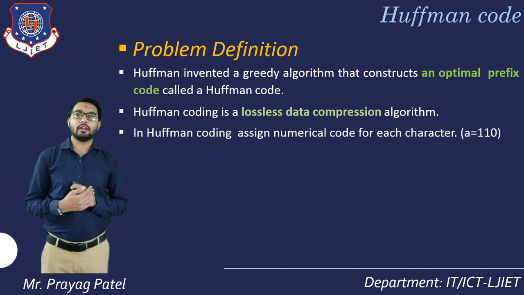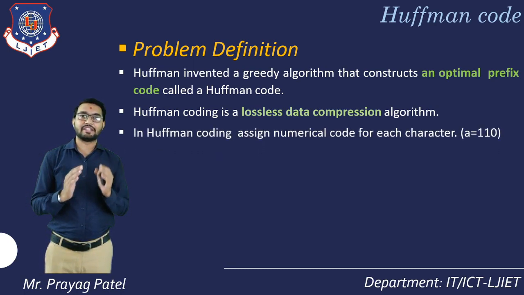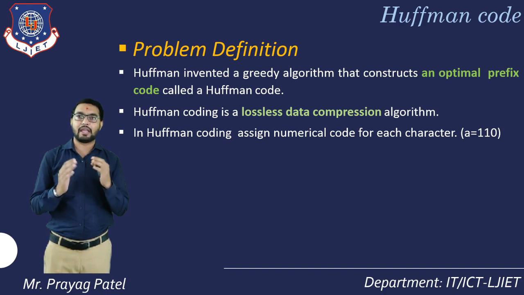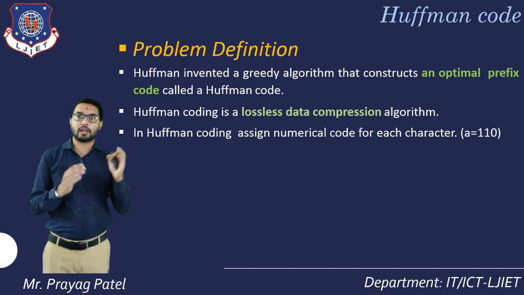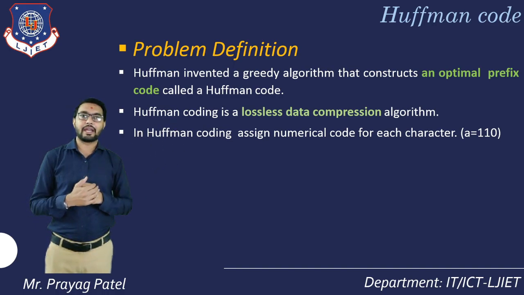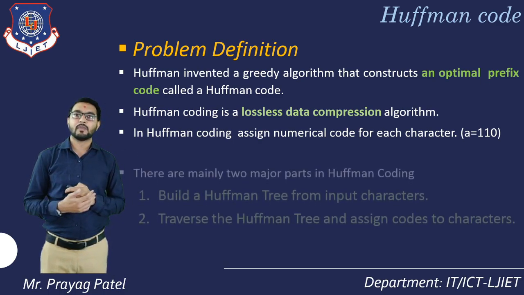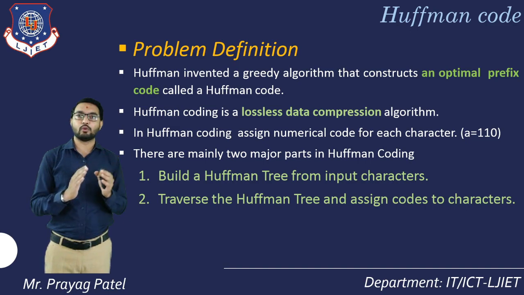In Huffman coding, we assign a numerical code to each character. For example, given data in the form of characters A, B, C, D like this, you can find the code as a numerical code. For example, consider for character A, code like 110, for character B, code like 010, like this. So here we use Huffman coding for this purpose.